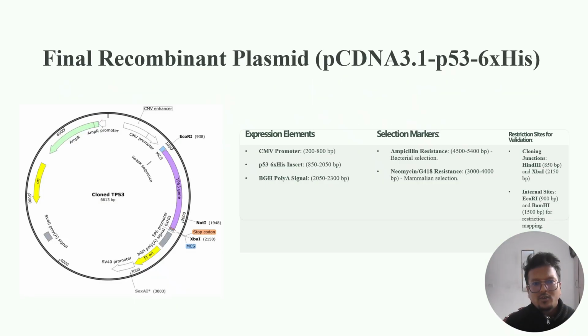This is my final recombinant plasmid containing the CMV promoter, 6x His tag, BGH polyadenylation signal, ampicillin resistance, neomycin resistance, and the HindIII and XbaI fragment.